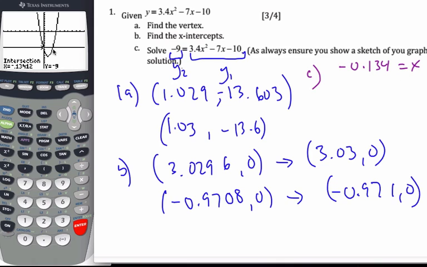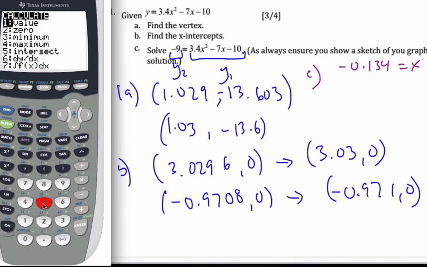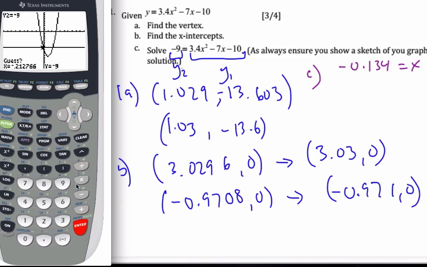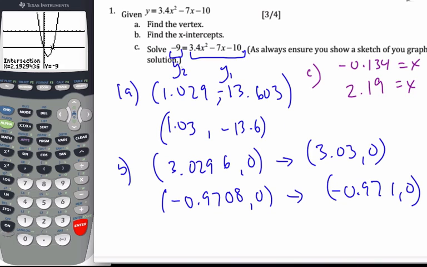Similarly, I do the same thing for here. I'm going to go second trace, find the intersection, first curve, second curve, my guess, try that again. My intersection, I got my first curve and my second curve, but my guess here is going to be about 3, and I get 2.19 equals x.